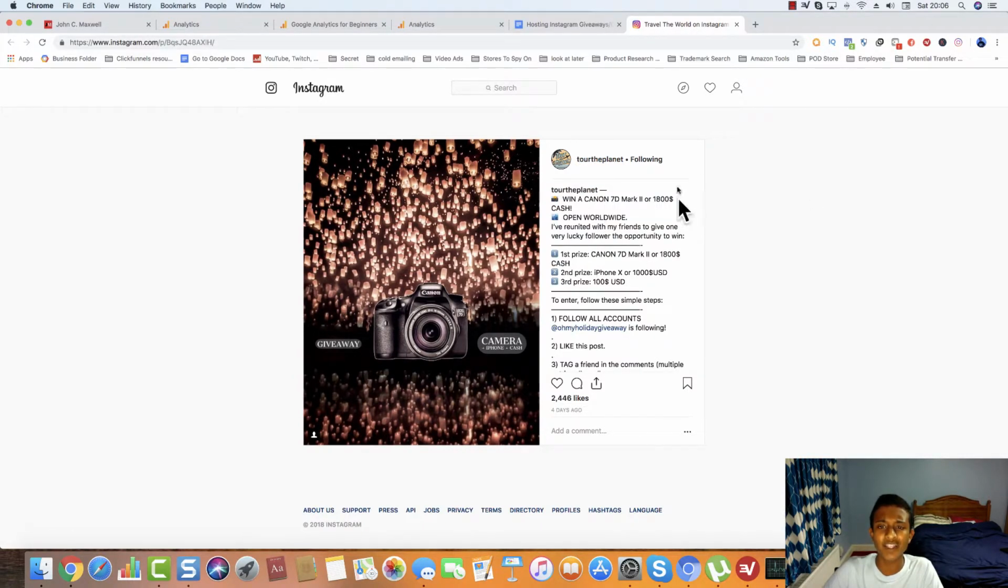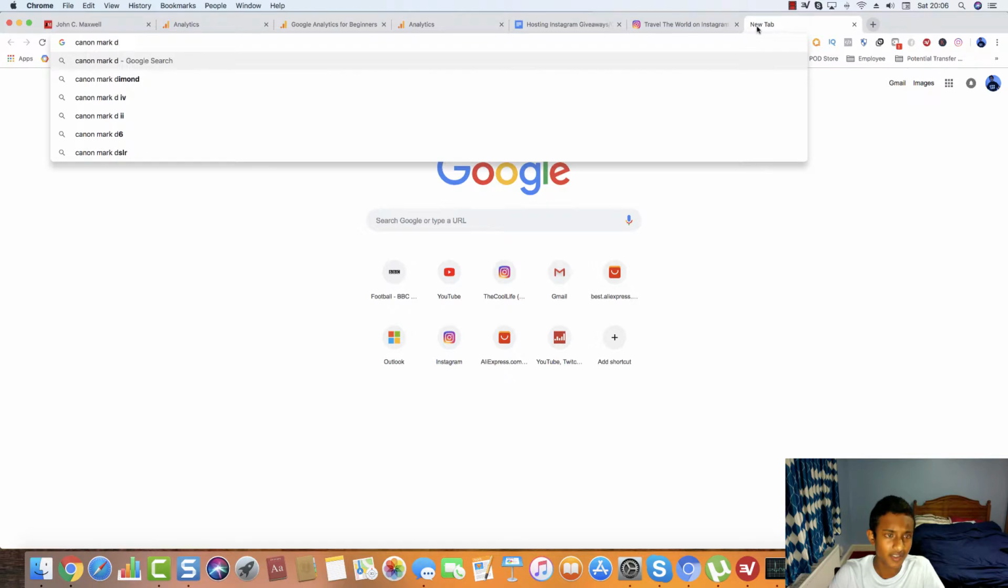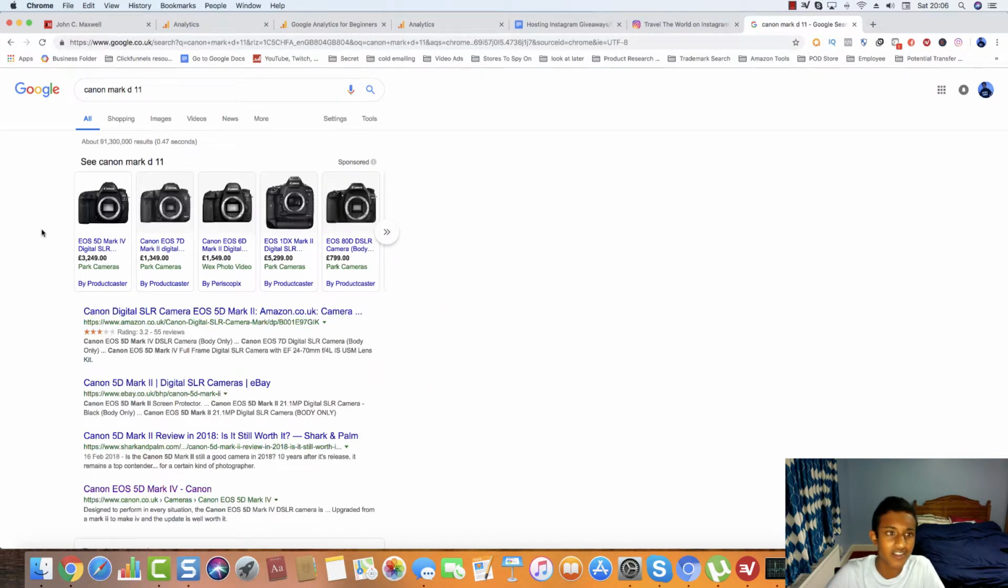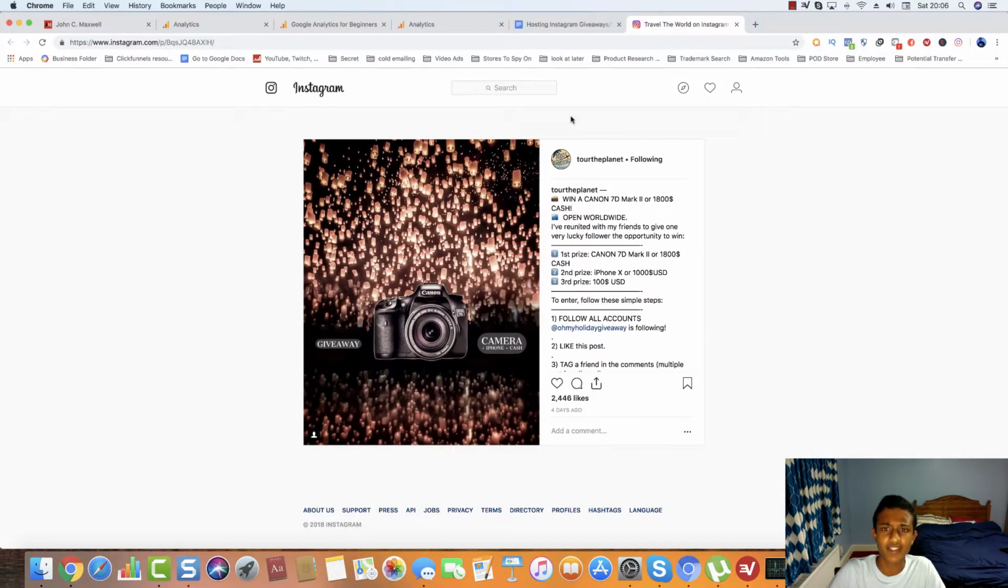So I wouldn't make it a cheap $100 thing. I mean, the Canon 7D Mark II, let's just see how much that costs. I think I forgot the name already. That's quite an expensive camera. Which one do I have? I have a Nikon, and mine wasn't nowhere near that. But anyway, give away something of good value as well, like I am in this video.